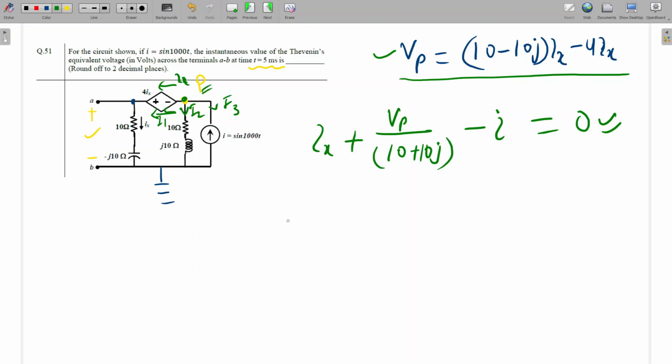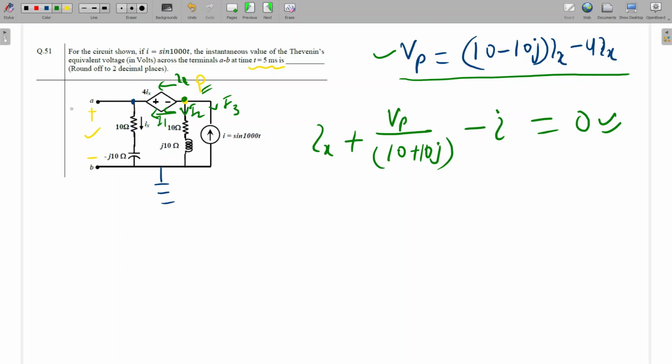Sir, terminals A and B are open circuited, sir. Which one? A and B are open only. Okay, sir. Why is Ix in series? The dependent source will be Ix in series, sir.